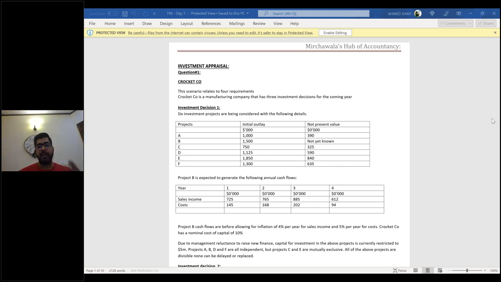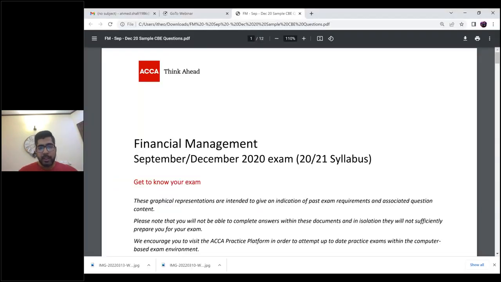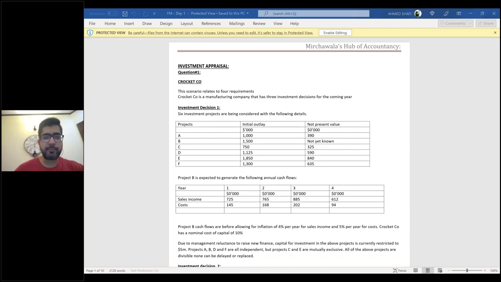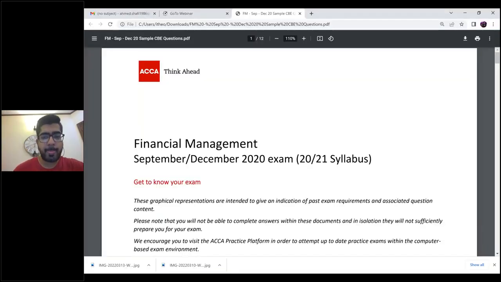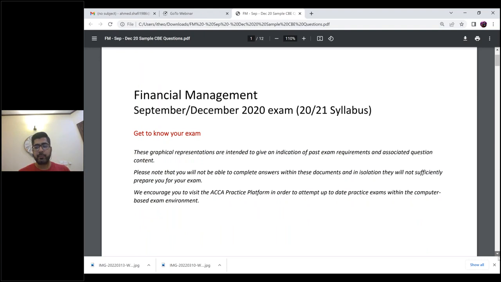Now, your exam is a computer-based exam. I'm closing this file, which has been provided to you. When you go into the exam and open it, this is how a typical exam structure will look. The first page of the exam would be like this: Financial Management, this one is the September/December 2020 exam. Your attempt would be, for example, June 2022, so it will say June.